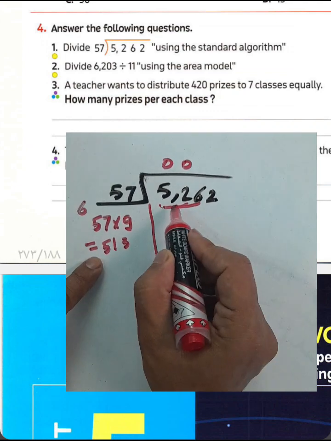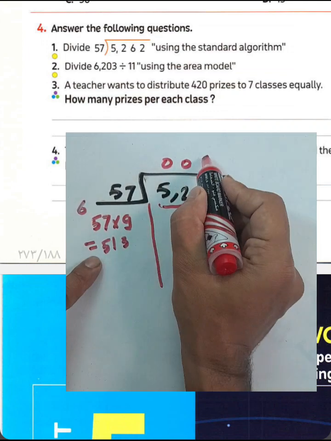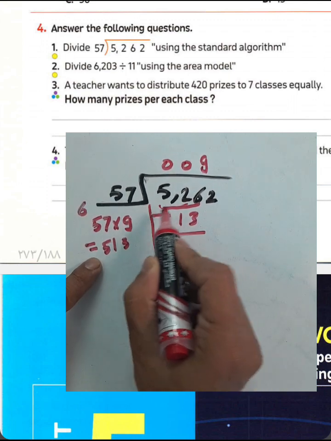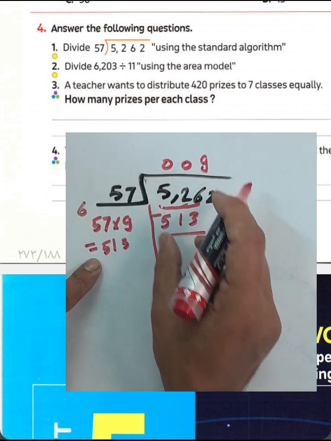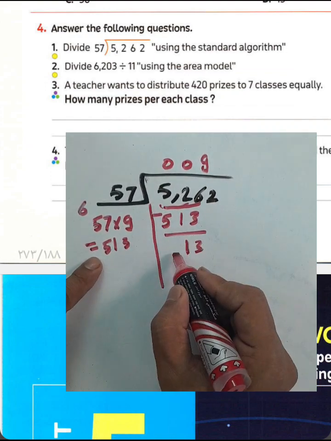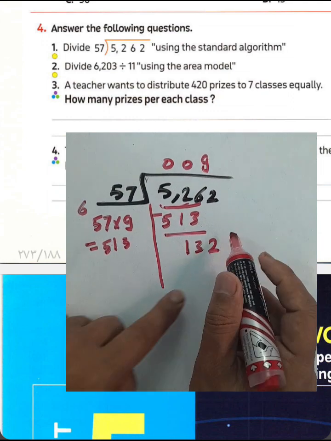It's less than 526. You must write 9 outside and write 513 down here, and find the difference between the two numbers. 6 minus 3 equals 3, and 2 minus 1 equals 1. 5 minus 5 equals 0. And then drop the next digit here, 2.